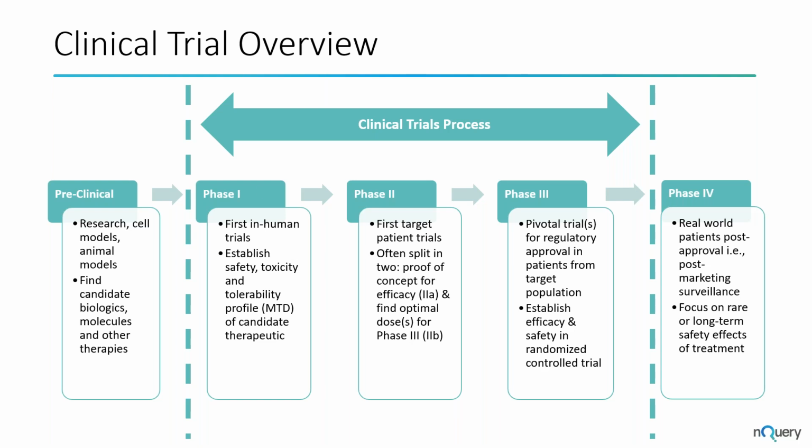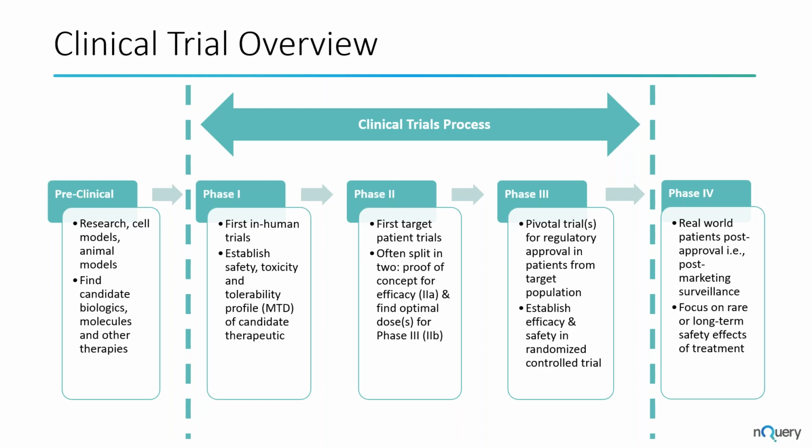So to begin with, you have your preclinical research. At this stage, the initial research is carried out. There are various models built, be that scientific models, cell models, or animal models. And these are all used to discover candidate therapeutics. And now that we have this candidate therapeutic, be it a drug or some other therapy, we want to generate evidence that it is safe and effective.